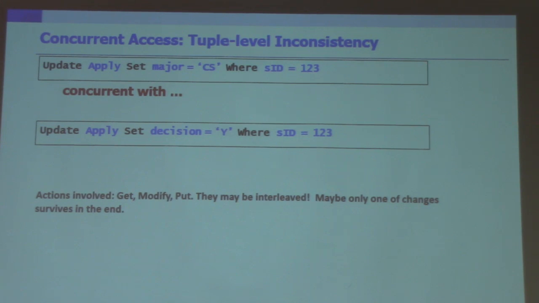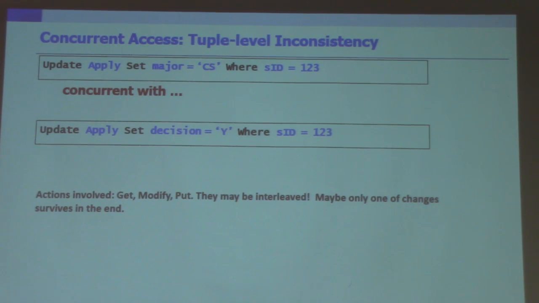Well, you may end up with one of the following. One is the major becomes yes, admission decision is no. Or major is no, decision is yes. In either case, it's not right. Right? What's the correct answer? The correct answer is major is yes and decision is yes. That only happens if you execute the two in sequential order.